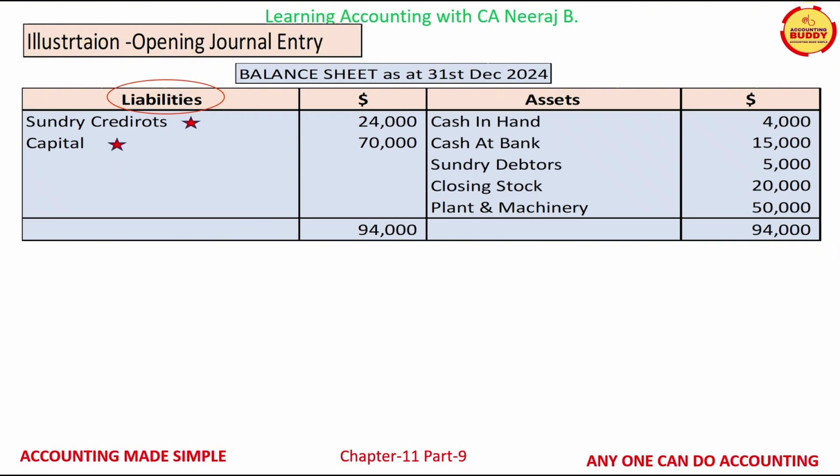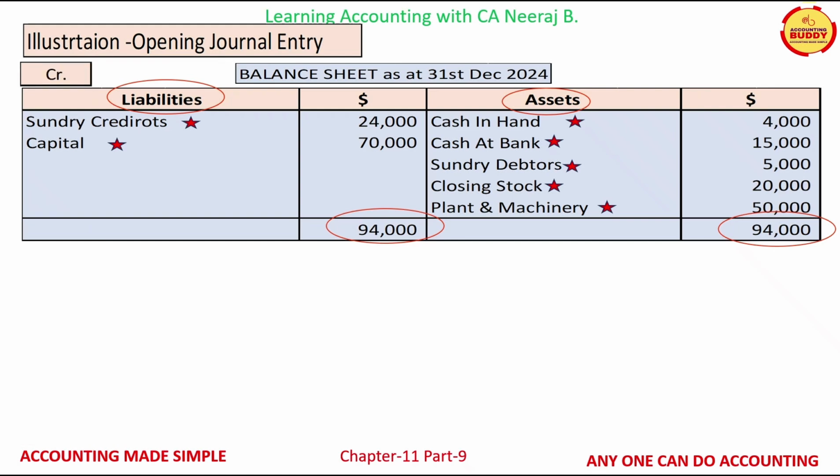Right hand side of the balance sheet is asset side. On the asset side, we have closing balances of cash in hand $4,000, cash at bank $15,000, sundry debtors $5,000, closing stock of $20,000 and plant and machinery of $50,000, making a total of $94,000 of the asset side. Accounts appearing on the liability side of the balance sheet have credit balance and accounts appearing on the asset side have debit balance.